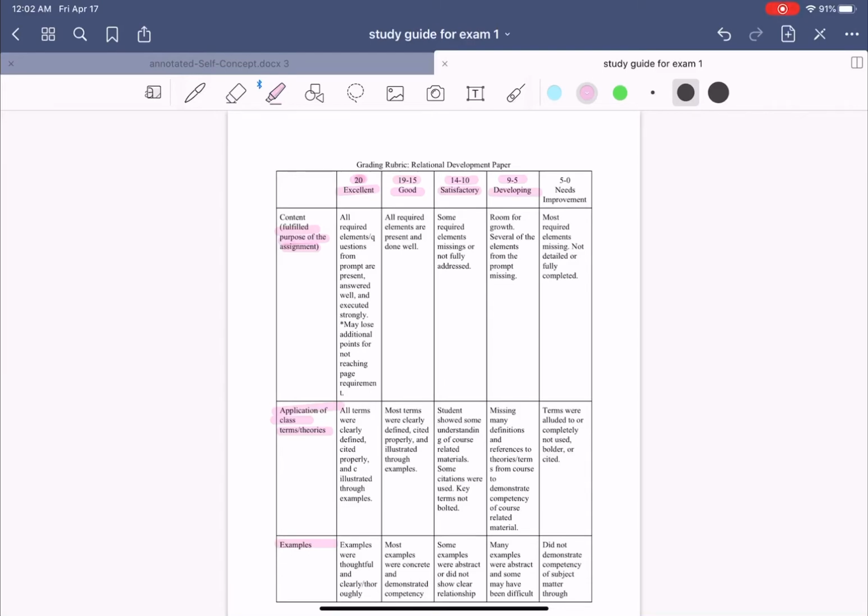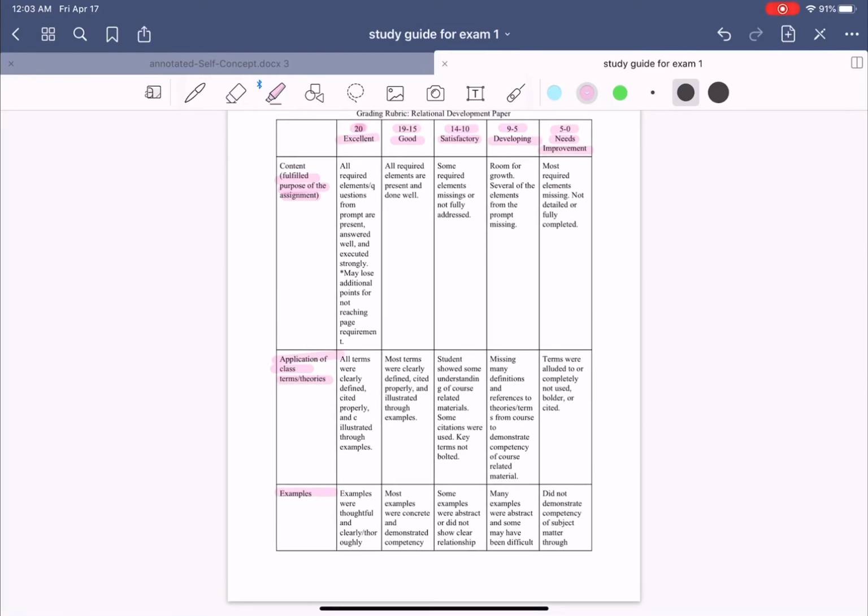You're maybe not answering all of the questions. The examples aren't very clear. You're missing definitions or references to key terms. So that would be 9 to 5 points. And then 0 to 5 points is going to be you're completely missing it. It's difficult to see this information. So, content: fulfilled the purpose of the assignment. This is what I'm looking for. All required elements, questions from the prompt are present, answered well, and executed strongly.